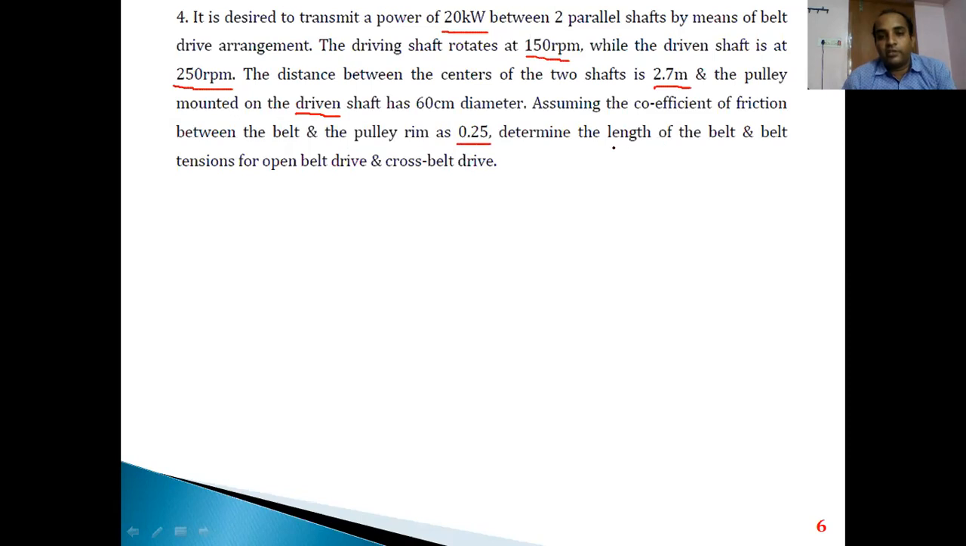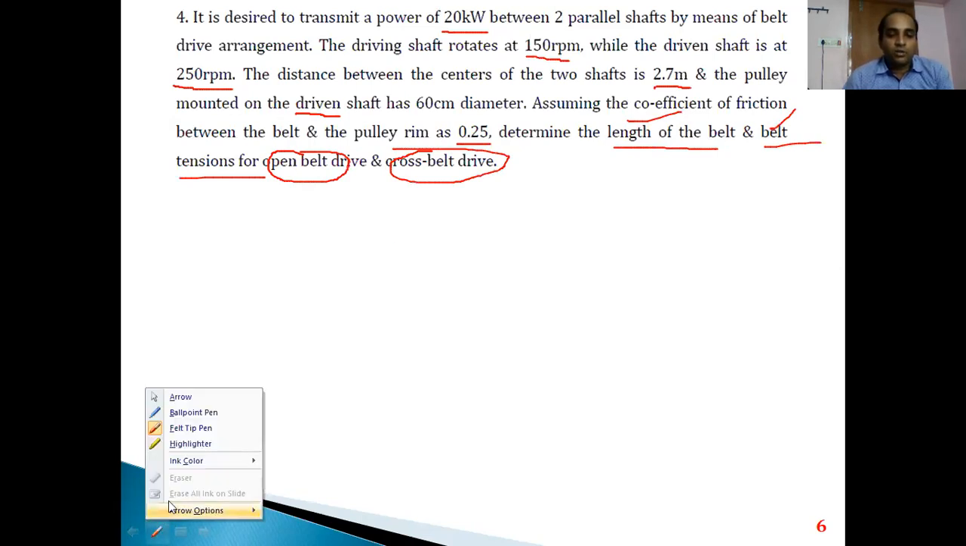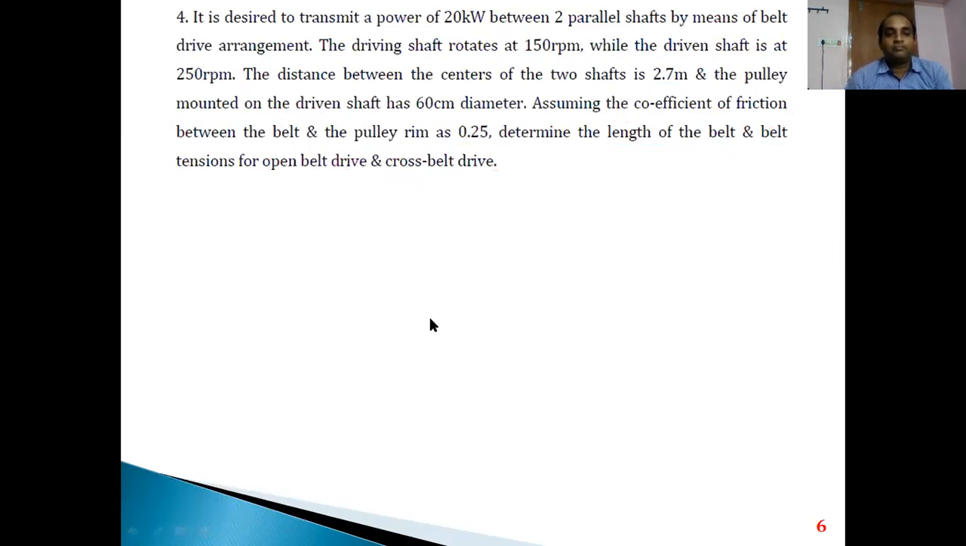With this, you need to find out the length of the belt and belt tensions for the first case, that is the open belt drive case. And repeating the same, that is the length of the belt and the belt tensions for a second case. Which is the second case? It is the cross belt drive case. So you have to repeat the procedures for two different cases. One is the open belt drive case, another one is the closed belt drive case, cross belt drive case. So let us see the things one by one.